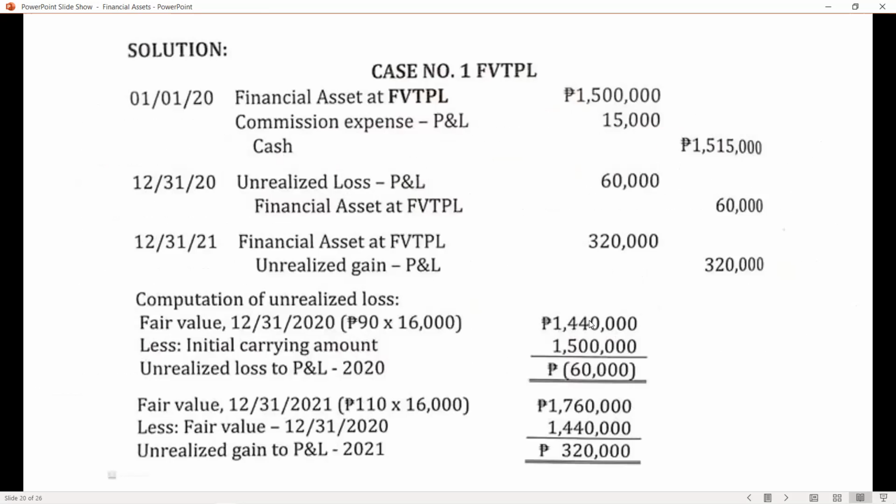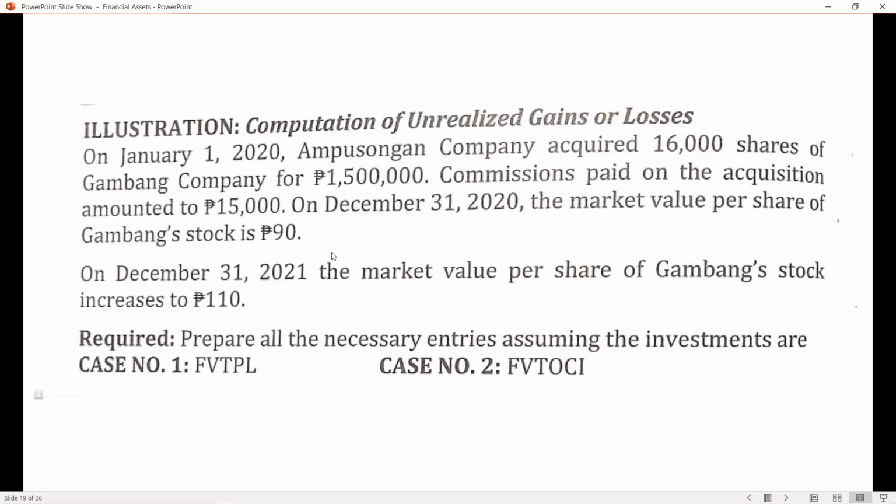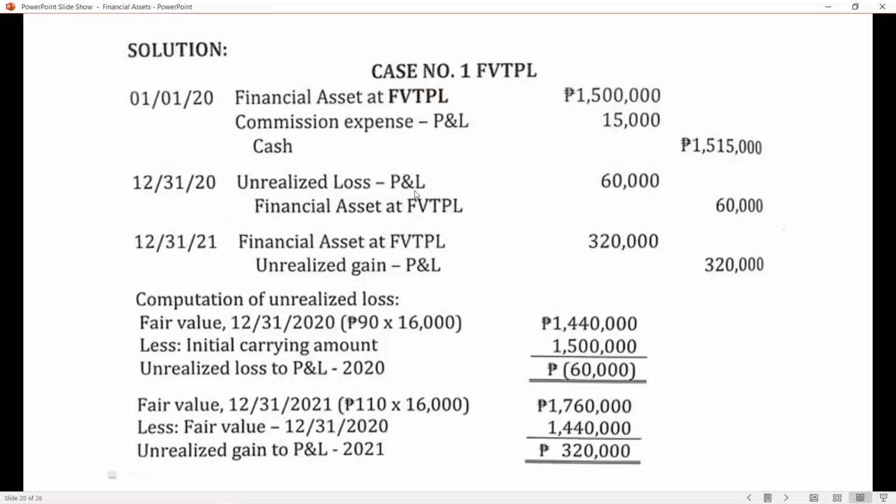So, ito yon. Sa case number 1, FVPL, financial asset, 'di ba? Initially measured siya na dapat yung expense or yung mga transaction cost is i-expense natin siya under P&L. So, ito cash 1,515,000, tsaka ito which is 1,500,000 tsaka 15,000 yung ating commission fee or commission expense. So, unrealized loss natin is 60,000. Paano natin siya na-compute? Ito.